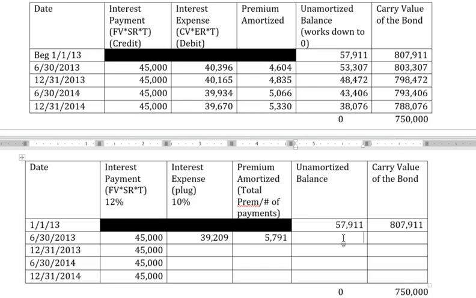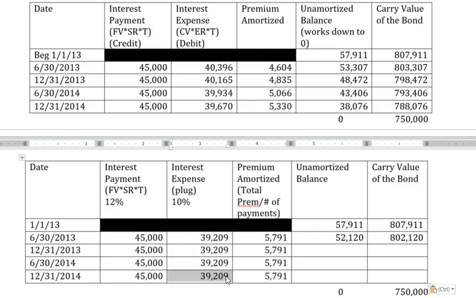Well, we reduce. So we're going to take 57,911, and we're going to subtract 5791 from it. And that's going to give us 52,120. And that's going to leave us with 802,120, which is 807,911 minus the 5791, or the 750 plus the 52,120. Either way.